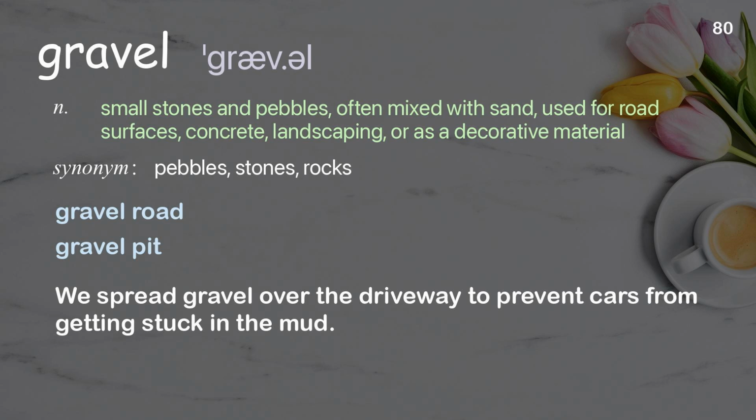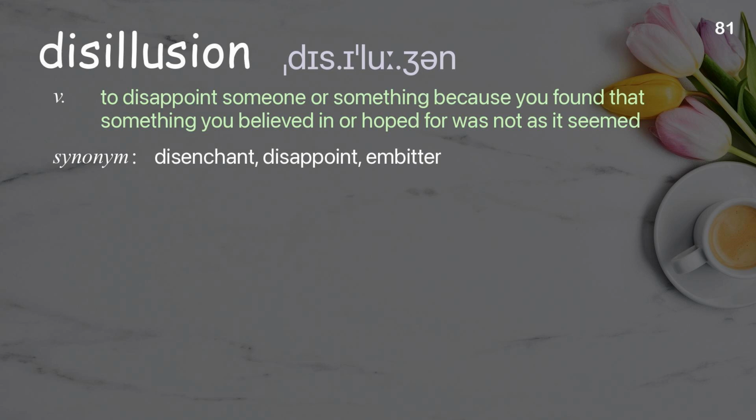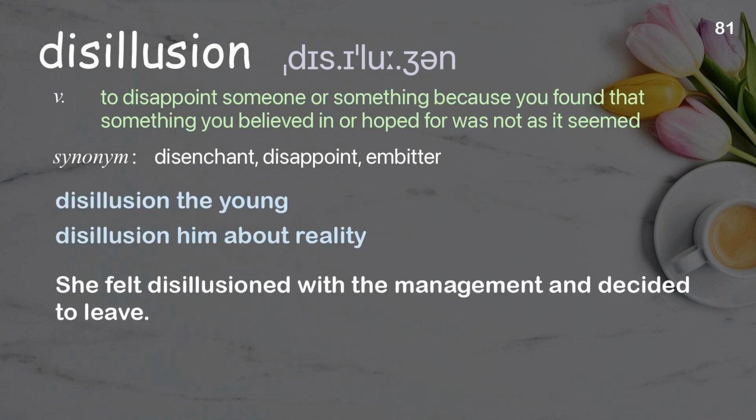Disillusion. To disappoint someone or something because you found that something you believed in or hoped for was not as it seemed. Examples: Disillusion the young. Disillusion him about reality. She felt disillusioned with the management and decided to leave.